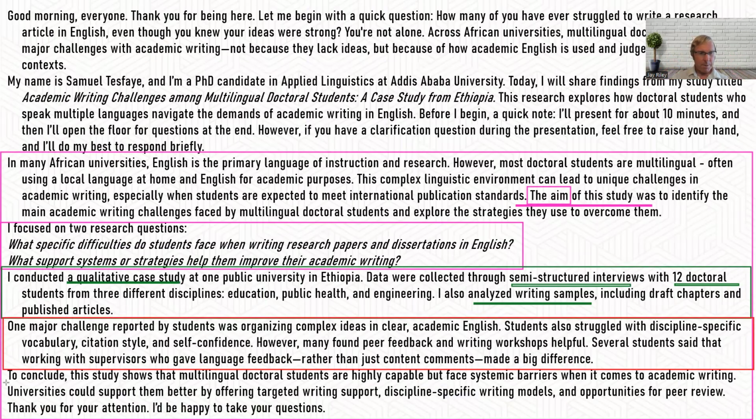And the author signposts, he says, to conclude, this study shows that multilingual doctoral students are highly capable, but face systemic barriers when it comes to academic writing. Universities could support them better by offering targeted writing support, discipline-specific writing models, and opportunities for peer review. Thank you for your attention. I'd be happy to take any questions.